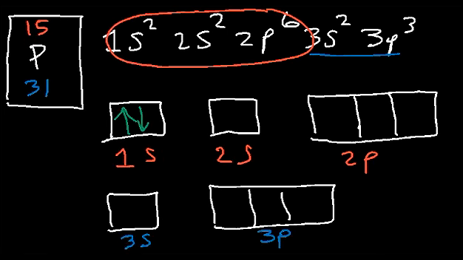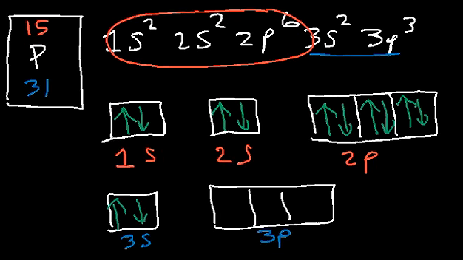So we have 1s2, which is going to be completely filled, then 2s2, 2p6, 1, 2, 3, 4, 5, 6. 3s is filled, and 3p is going to be 3p3, 1, 2, 3. Whatever you do, don't add it like this. You don't want to say 1, 2, 3. You should add it one at a time with parallel spins. If the first one is up, the second is going to be up, and the third is going to be up as well.